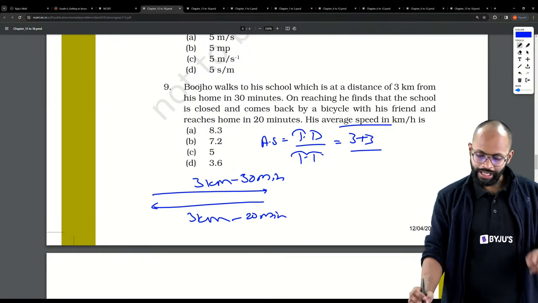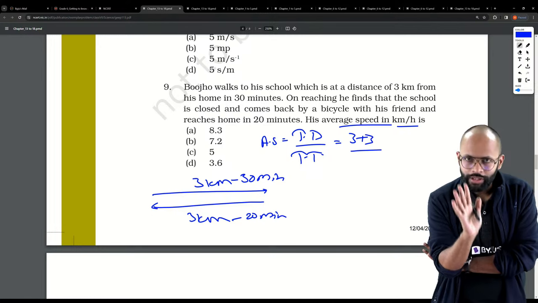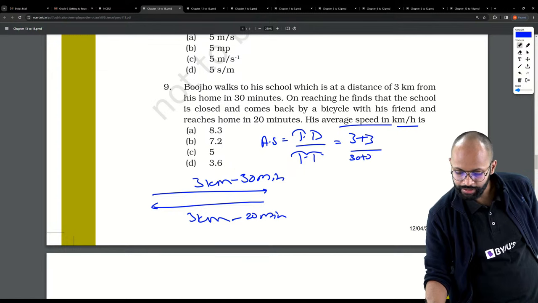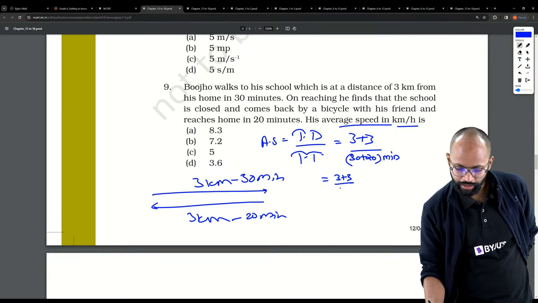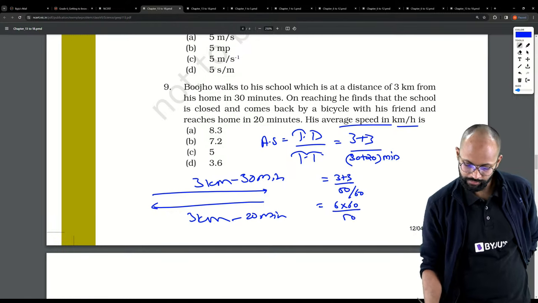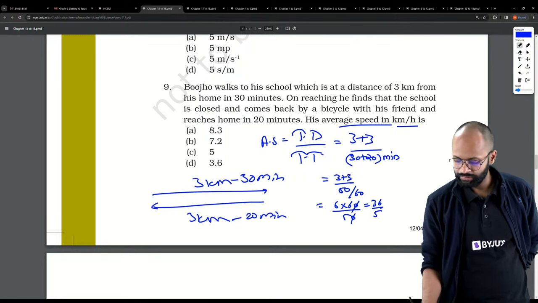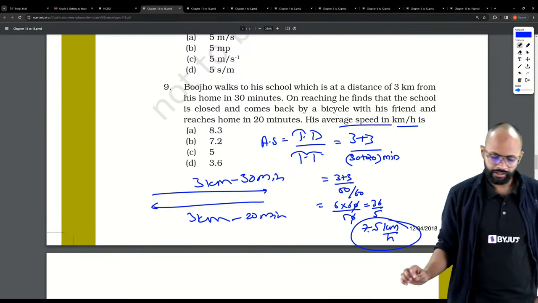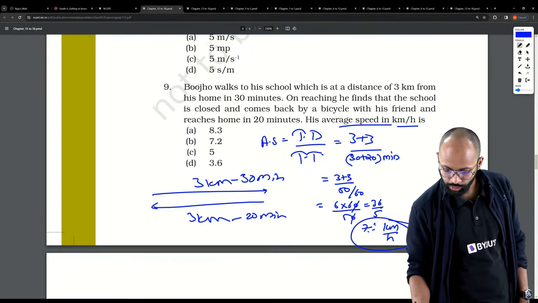You want average speed in kilometer per hour, but time you have in minutes, convert into hours. Total time taken is how much? 30 plus 20 minutes. Convert into hours. So 3 plus 3 upon 50 divided by 60. So what are you getting? 6 into 60 upon 50. 6 sixes 36, 36 upon 5 kitna aa jayega? Sorry, not 7.5, 7.2. 36 hai na, 7.2 kilometer per hour.